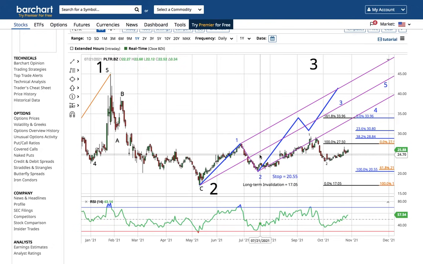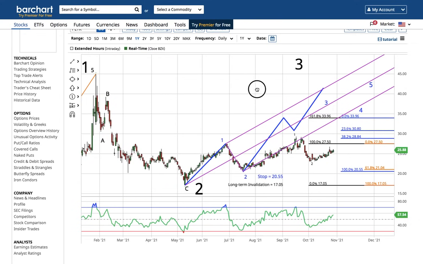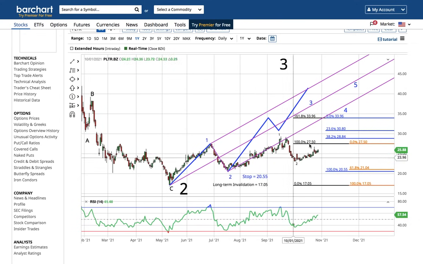So in the short term, we want to be above 20.55. And if we are, we're within a blue wave 3, and I think this blue wave 3 is going to end at the median of this Andrews pitchfork, which we can see right now is going to take Palantir into the mid 30s, the lower 40s. So wave 1, wave 2, we're within wave 3 right now.